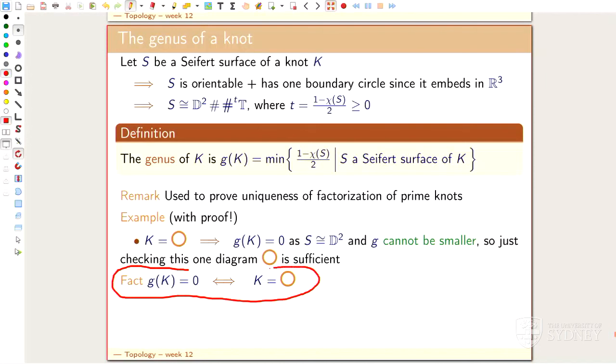The genus is 0 if and only if the knot is the unknot. One direction is easy. I just did it upstairs. The other one is much trickier. I will not do it.